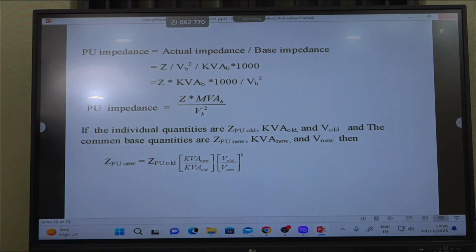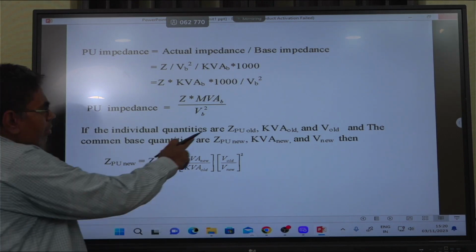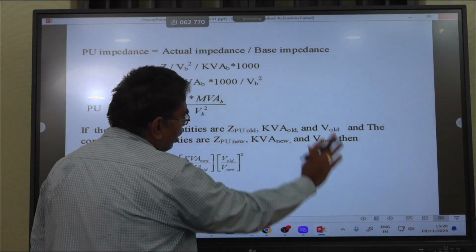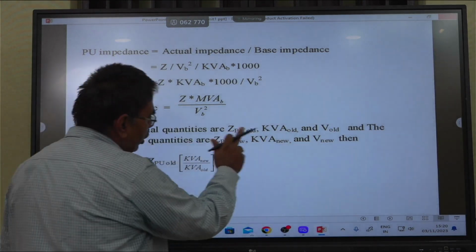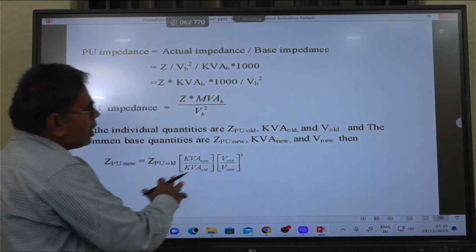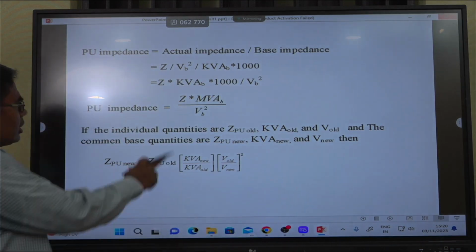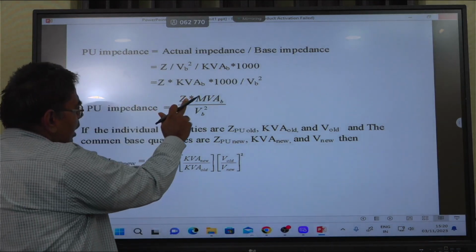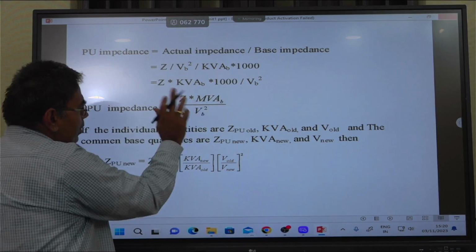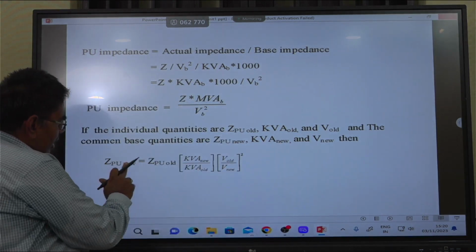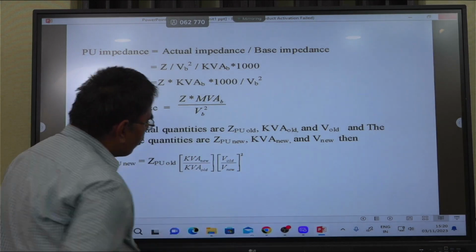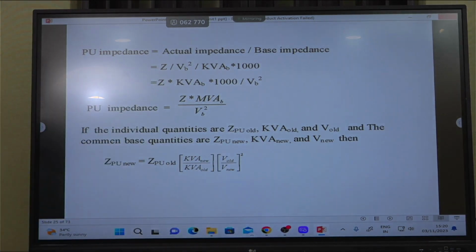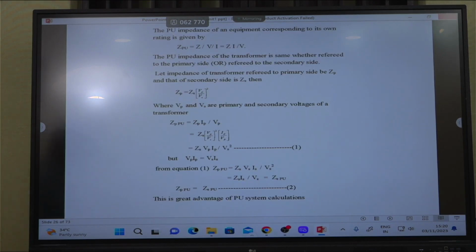One more is the change of base. The individual quantities are Z per unit old, kVA old and V old. The common base quantities are the new quantities Z per unit new, kVA new and V new. To change to the common base, we use this relation: the per unit impedance is directly proportional to the MVA rating and inversely proportional to the square of the voltage rating. For that reason, Z per unit new is equal to Z per unit old into kVA new divided by kVA old, into V old divided by V new whole square. This is an important relation while studying power system analysis.